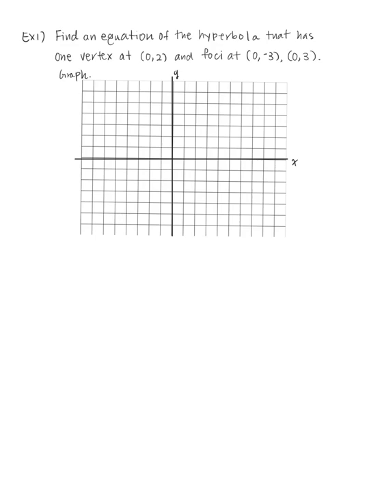Example 1. Find an equation of the hyperbola that has one vertex at (0, 2) and foci at (0, -3) and (0, 3). Graph. So let's plot the points we're given. We have one vertex at (0, 2). So this is the vertex (0, 2). Please always label your points. And foci at (0, -3) and (0, 3).